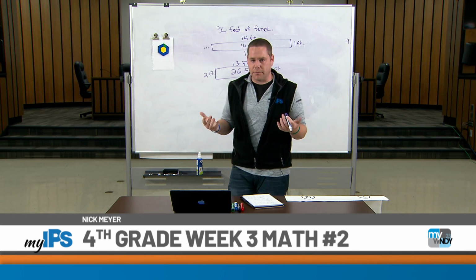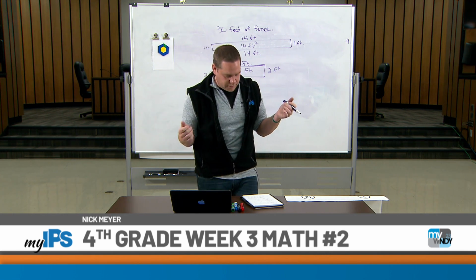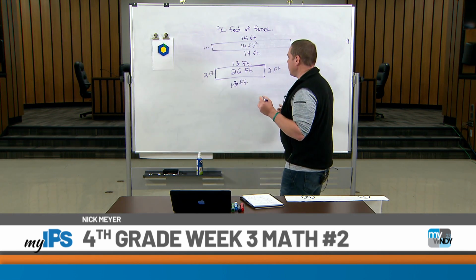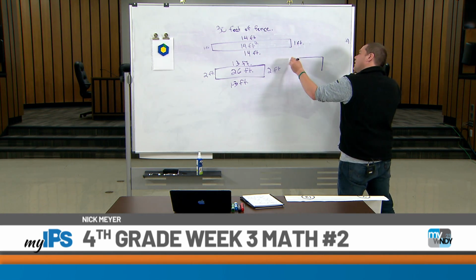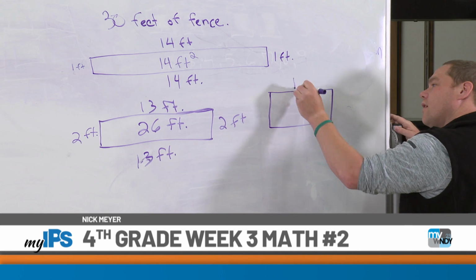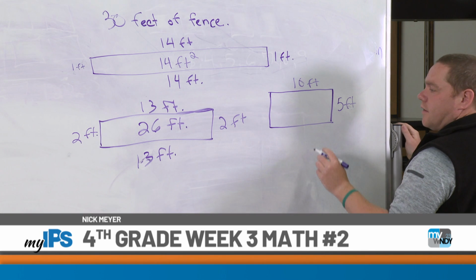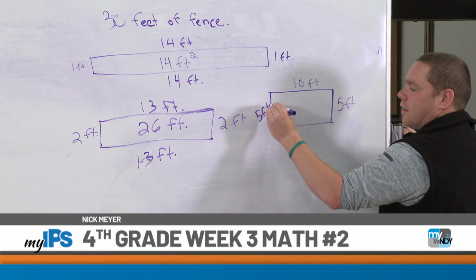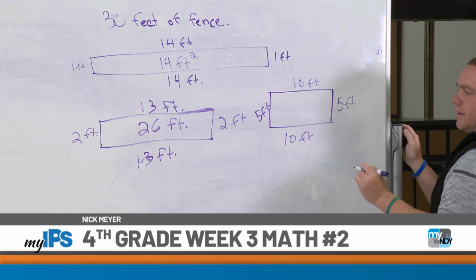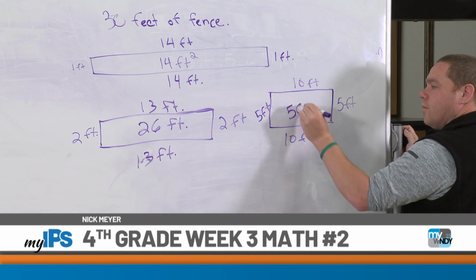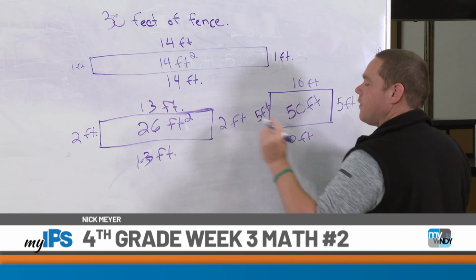Can we give their dog some more room? Because you probably want the dog to have as much space as possible. What other numbers could I use? What if I did 10 feet by 5 feet? There's 5 feet. Do I use up all 30 feet of fencing? 10, 20, 30. Now the dog has 50. Sorry, that was 26 square feet.